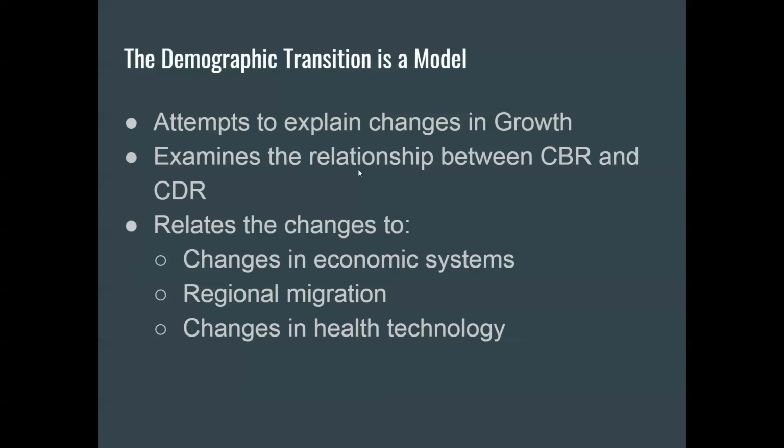All right, so again, it is a model. It is an attempt to explain changes in population growth at the country level. It is an examination of how birth rates and death rates interact with each other. What it also does, though, is it says, how do the economic systems, and when I say regional migration here, that is movements within a country, and then changes in health technology, how do these all relate to how a population in a country changes through time.